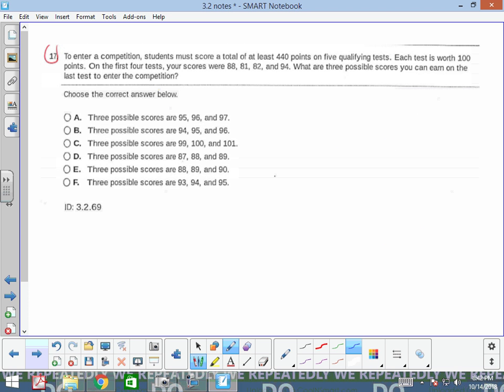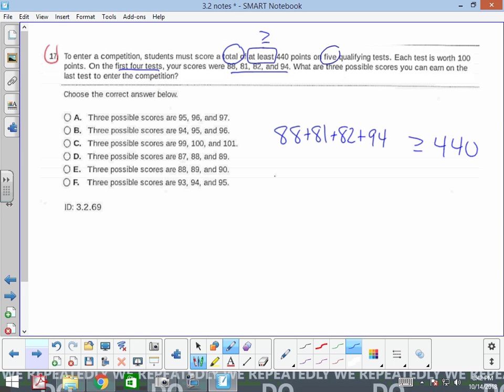All right, so this one says to enter a competition, students must earn a total of at least 440 points on 5 qualifying tests. Each test is worth 100 points. On the first 4 tests, your scores were these numbers: 88, 81, 82, and 94. Now, how did I know to add all those together? Because it says total right there. What are 3 possible scores you can earn on the last test? So let x be the last test to enter the competition.